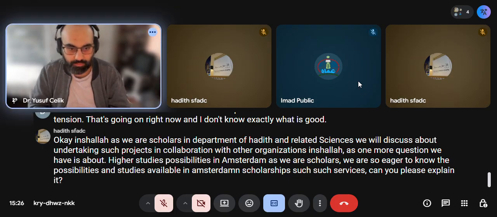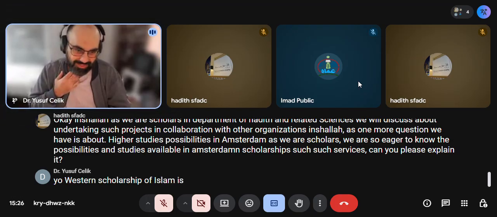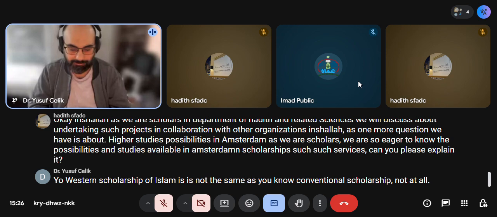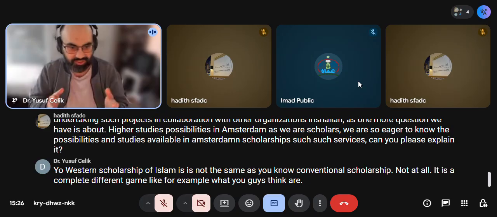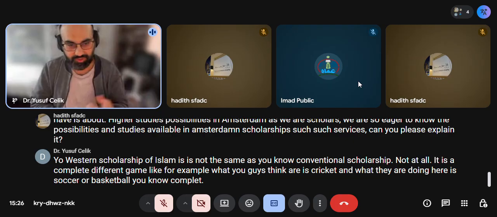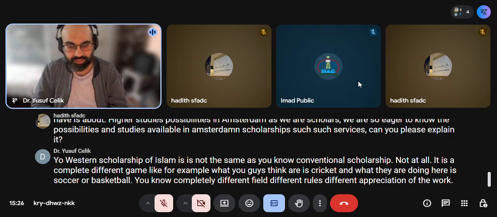Yeah, so Western scholarship of Islam is not the same as conventional scholarship, not at all. It is a completely different game. Like, for example, what you guys think is cricket, and what they're doing here is soccer or basketball. It's a completely different field, different rules, different appreciation of the work, etc.